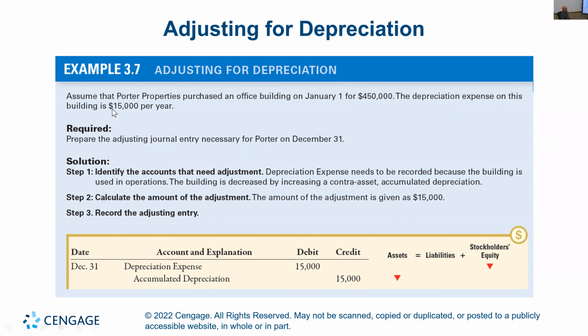And here, in every question, it's going to give you the amount of depreciation expense. There are multiple ways to calculate that, and when we get into chapter 7 of this book, we are going to learn those multiple ways. But here we have an office building, and the depreciation expense on this building is $15,000. So you have to think, we need to do an adjusting entry, depreciation expense, and that contra account, accumulated depreciation, is always linked with it. So debit your expense, credit your contra account, and that's the entry.